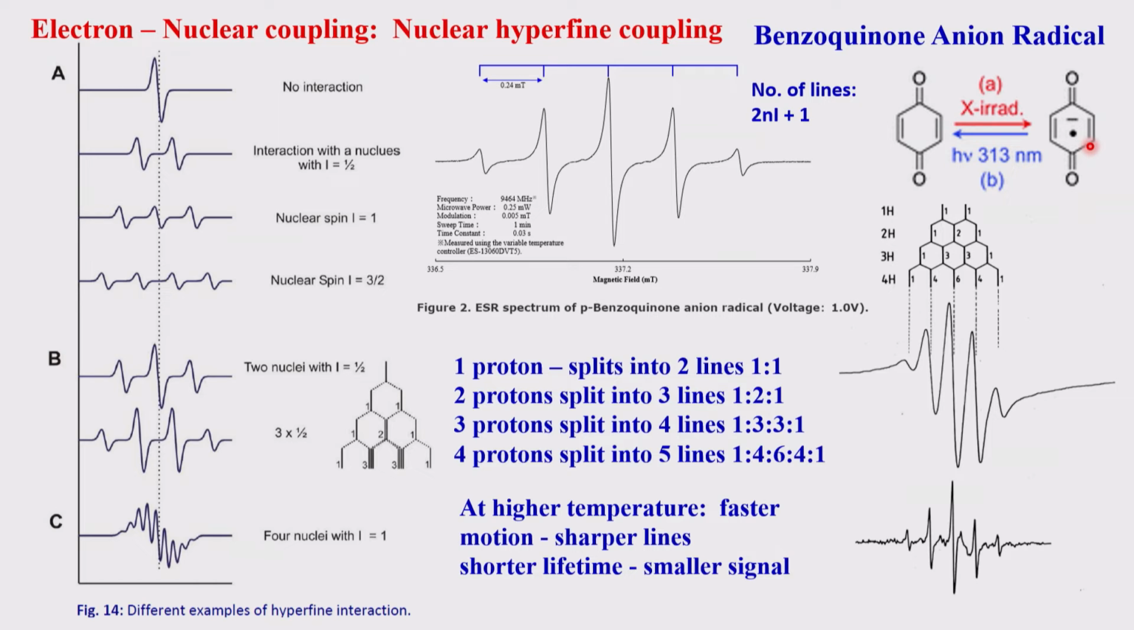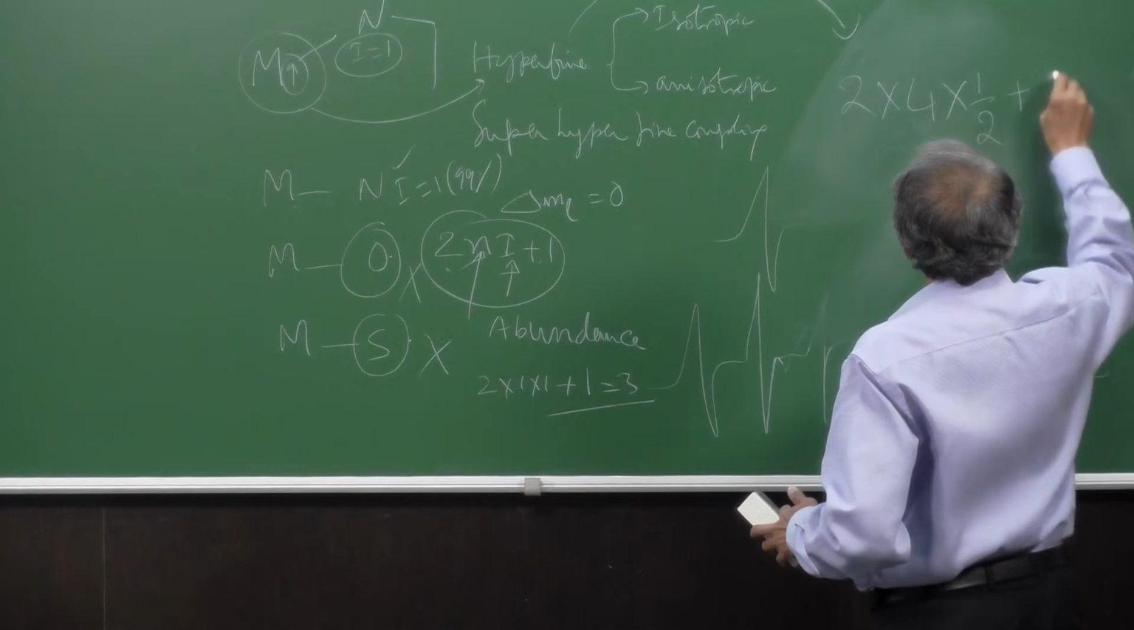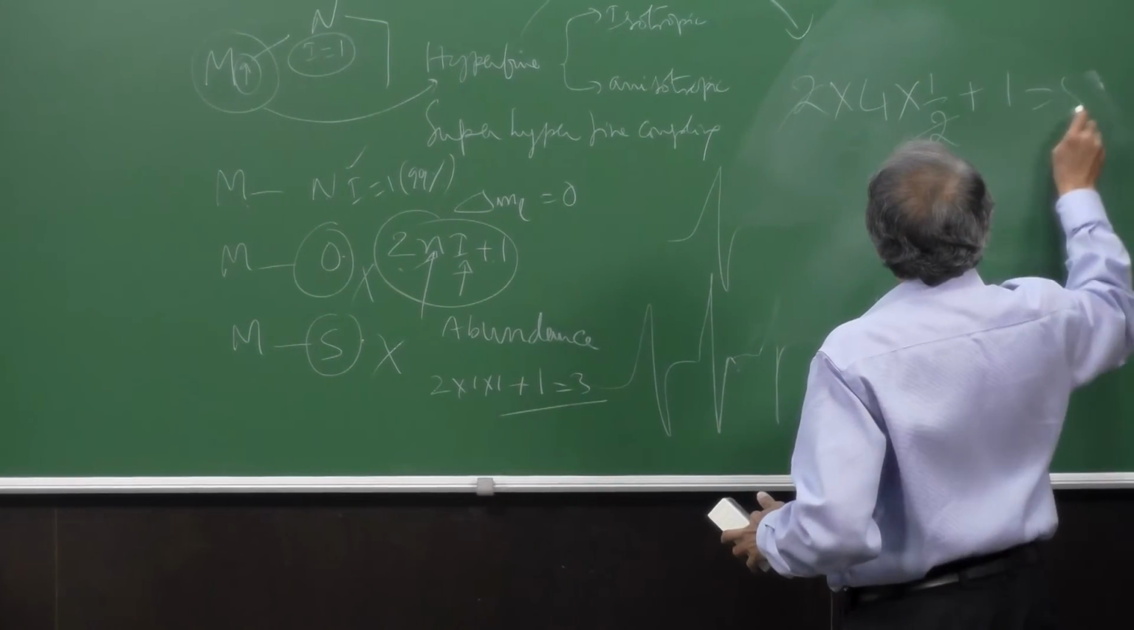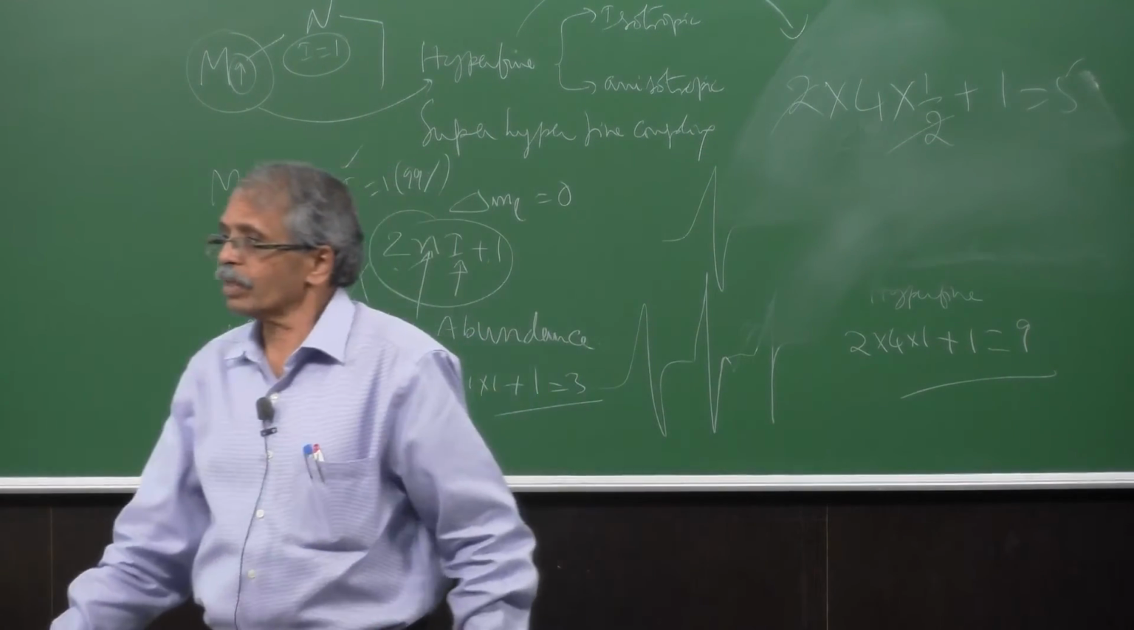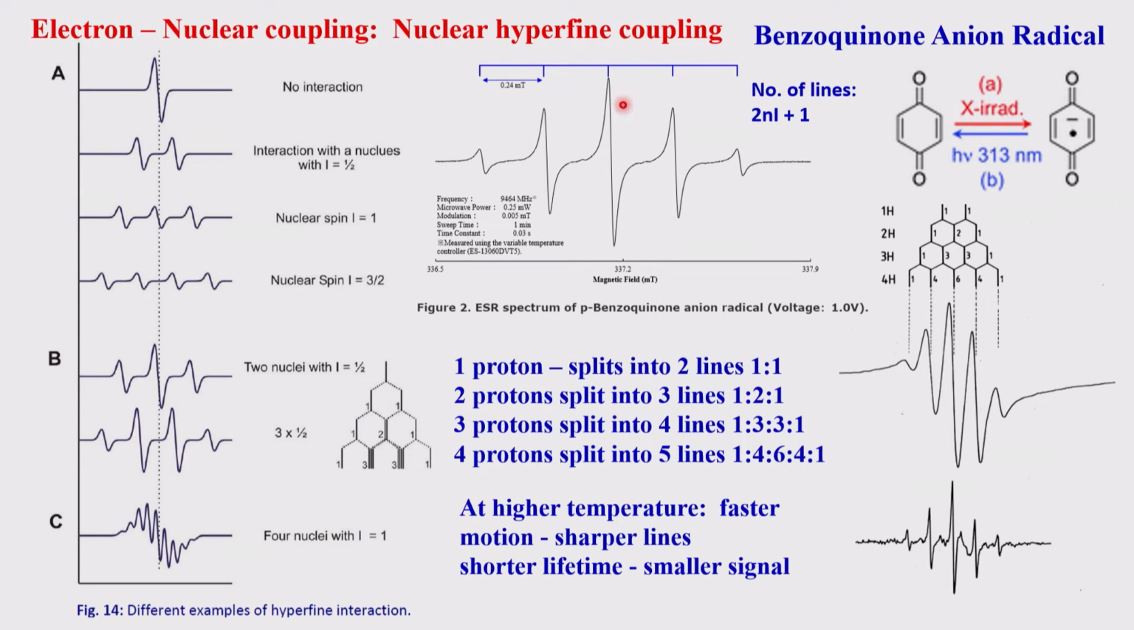4 into, so what is the spin? Hydrogen is half, so plus 1, so that is 5 lines. You can see all the 5 lines here, 1, 2, 3, 4, 5 lines, given by 2nI plus 1. And if you go to room temperature, to a higher temperature, the lines are sharpened. That is because a very fast delocalization is taking place, so the lines become sharp. That is not important at this moment, but I just gave you the information.